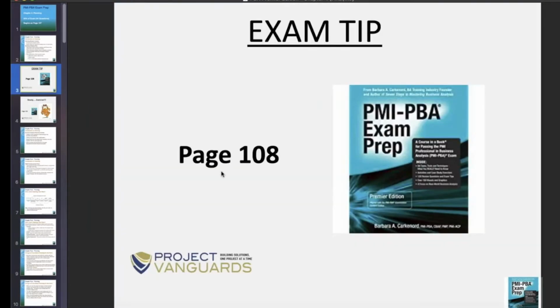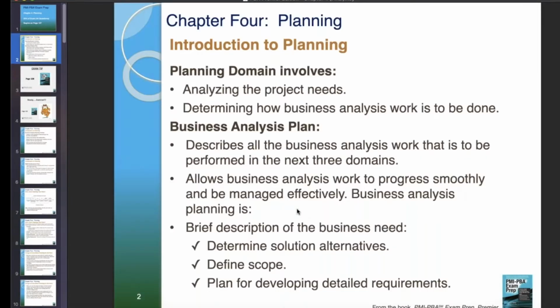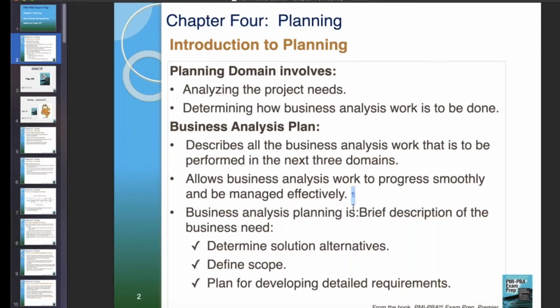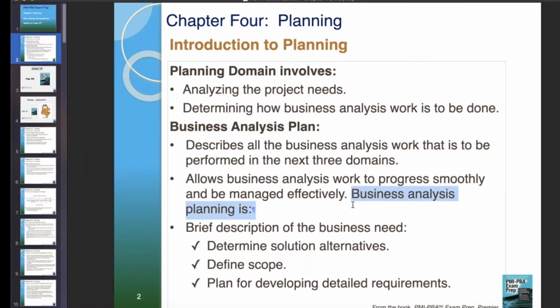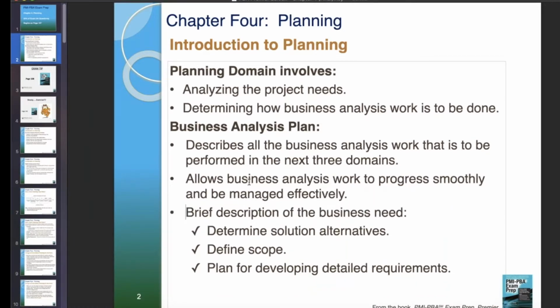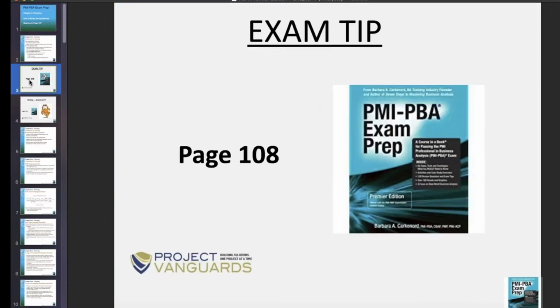Okay, so on page 108, we have an exam tip. And that was weird. I'm going to get rid of that part. I think I forgot. That was an accident. There, that's better.